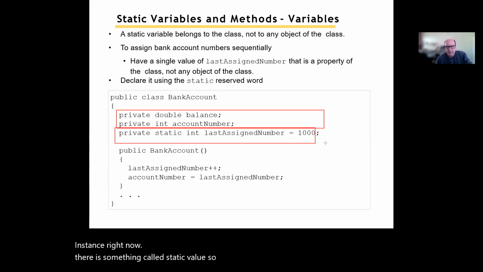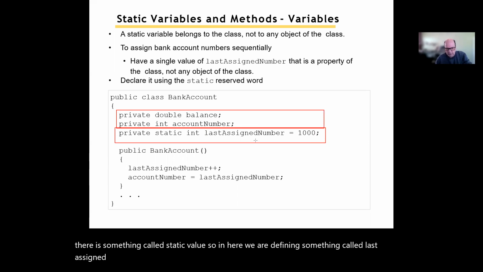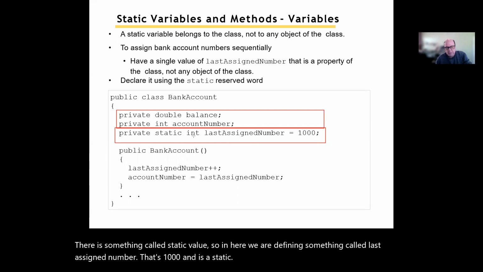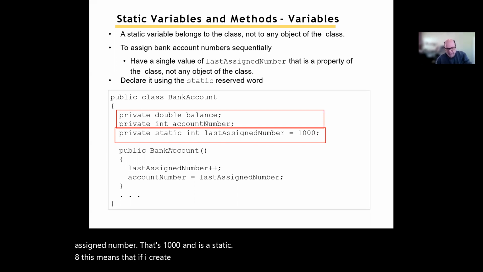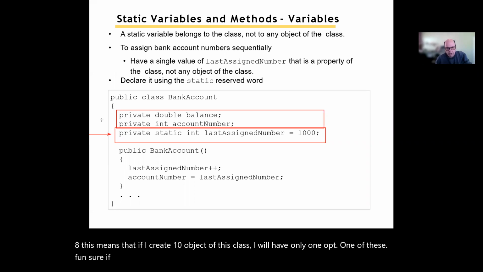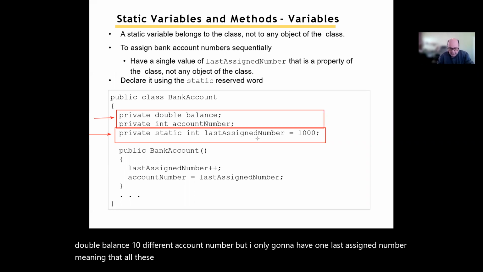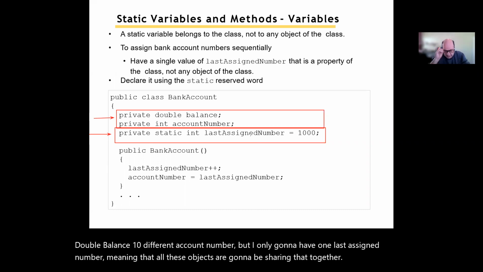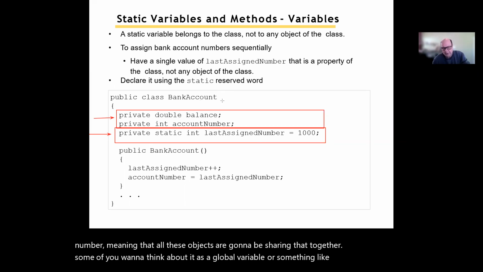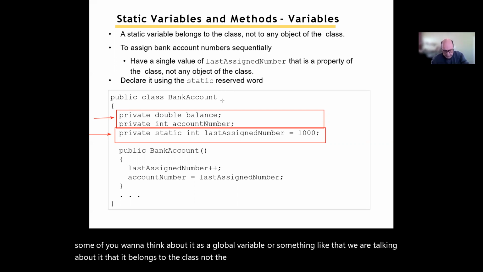Now, there is something called a static variable. In here, we are defining something called last assigned number, that's 1000, and it is a static int. This means that if I create 10 objects of this class, I will have only one of these variables. So if I created 10 objects, I would have 10 different private double balances and 10 different account numbers, but I am only going to have one last assigned number, meaning that all these objects are going to be sharing it together. Some of you may want to think of it as a global variable. We are saying that it belongs to the class, not the object. That means if you create 100 objects or 2 objects, you're only going to have one of these.